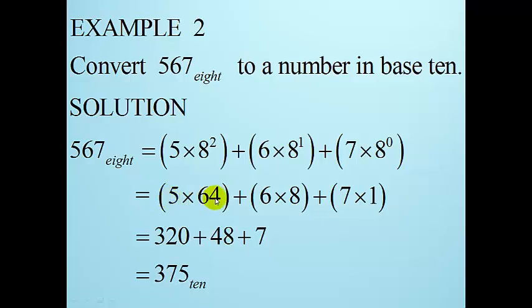Now 5 times 64 is equal to 320. Plus 6 times 8 is equal to 48. Plus 7 times 1 equals 7. Now 320 plus 48 plus 7 is equal to 375 base 10. This means that 567 base 8 is equal to 375 base 10. That is how it's read.